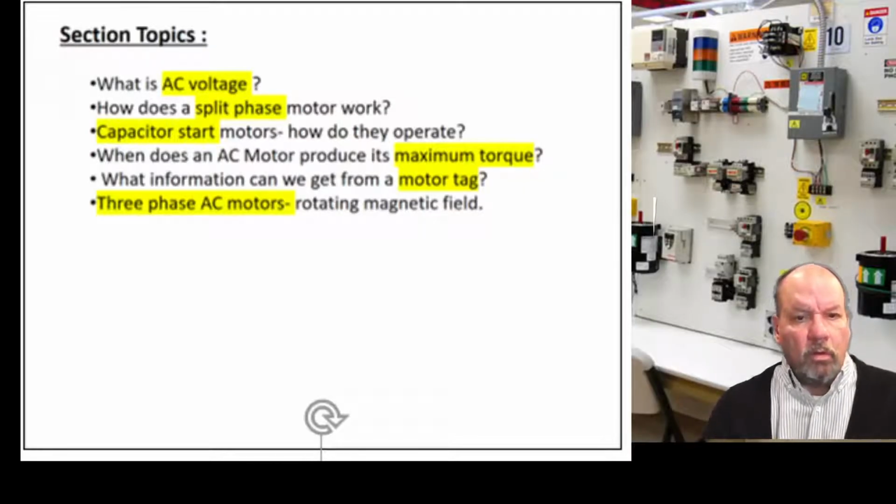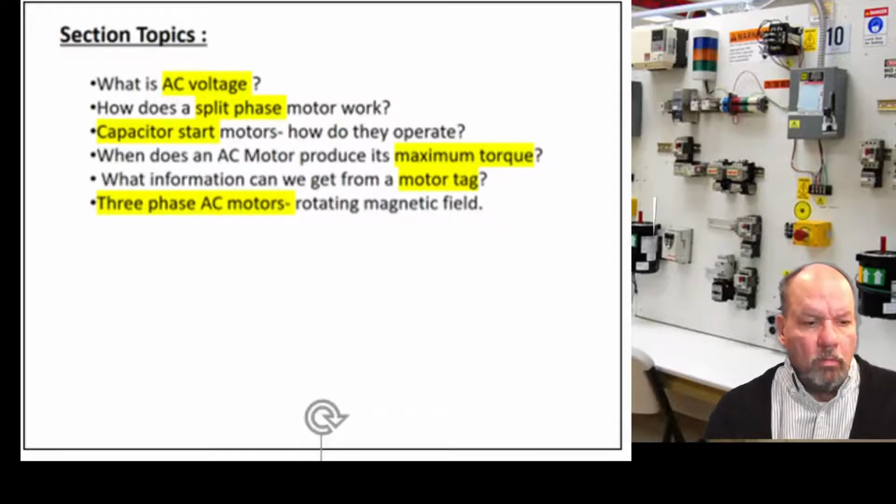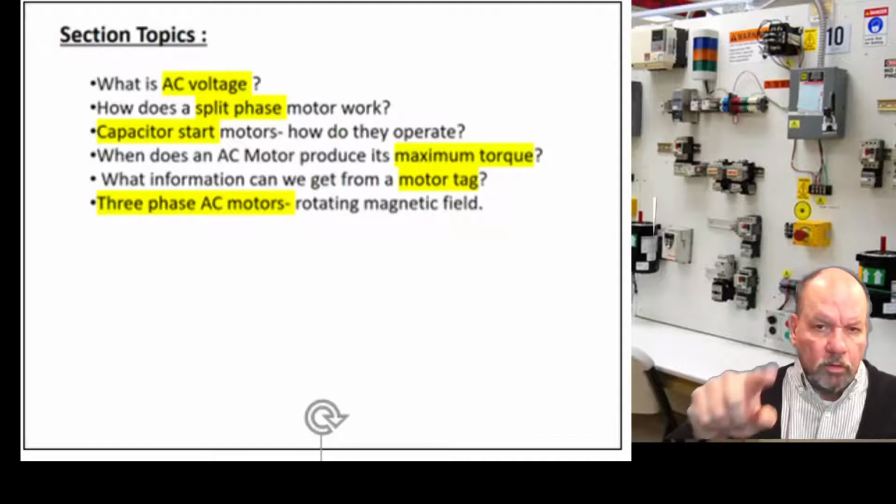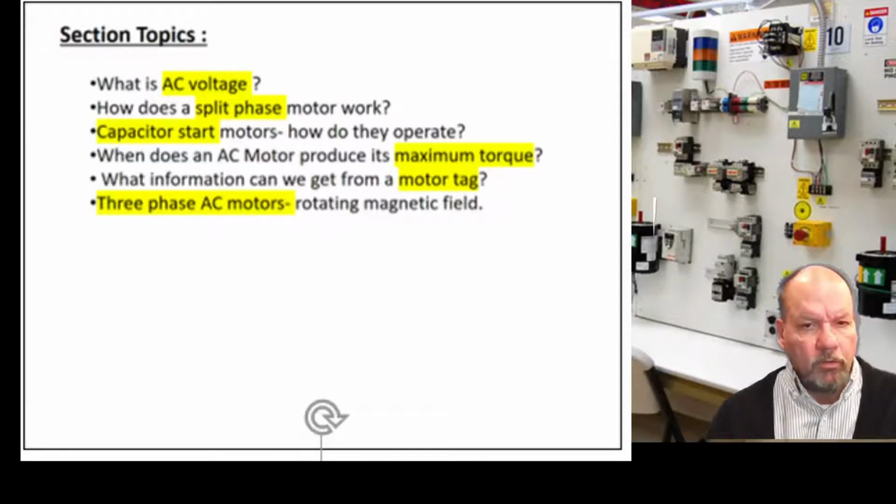Okay, today's topics are, first up, we're going to talk about alternating current and what the voltage looks like if we plot it versus time. So we're going to look at the sinusoidal wave that's coming in and explain how that is used to magnetize the coils inside of an AC motor.